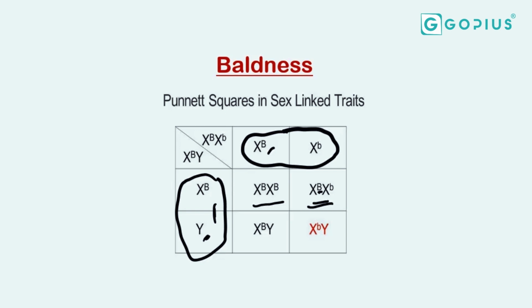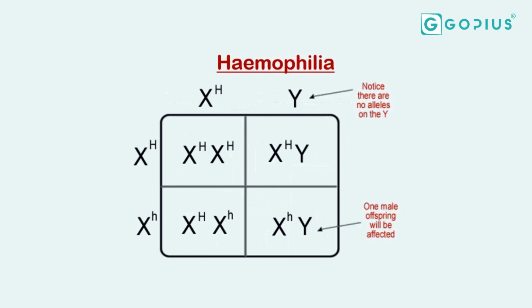Y with XB. XB is for normalcy. It hides the baldness. Y cannot have any character attached to it, so it's normal. This is a normal boy, a boy with no baldness. Whereas in this case, Y crossed with X with small b, this is a sign of baldness because there is no capital B to mask or hide the small recessive b. So the person will end up being bald.